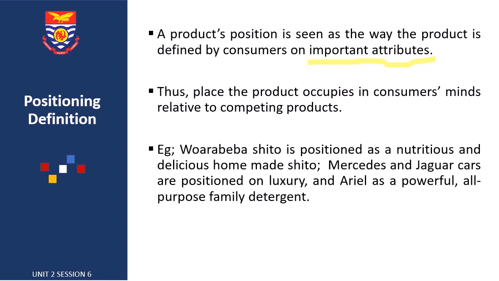Another example is that Waraba Shito is positioned as a nutritious and delicious homemade shito. Mercedes and Jaguar cars are positioned on luxury. People think that for somebody to make a purchase of these cars, the person should be living a luxurious life because they are ostentatious goods. Also, Ariel is perceived in the mind as a powerful all-purpose family detergent because it takes away every stain in a clothing.